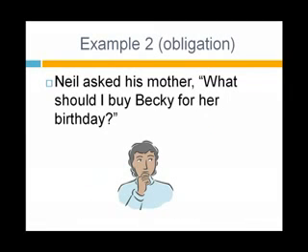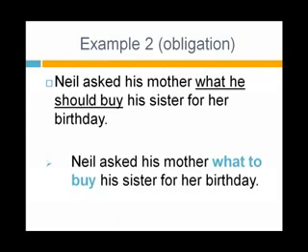Example 2. Obligation. Neil asked his mother, "What should I buy Becky for her birthday?" Now how will we report this question? First, we could try to report the question using as many of the original words as possible. Neil asked his mother what he should buy his sister for her birthday. We could also say, Neil asked his mother what to buy his sister for her birthday. The second reported statement uses a WH infinitive. It's a shorter statement. You can see that we lost the modal verb should, and we don't need the pronoun he.